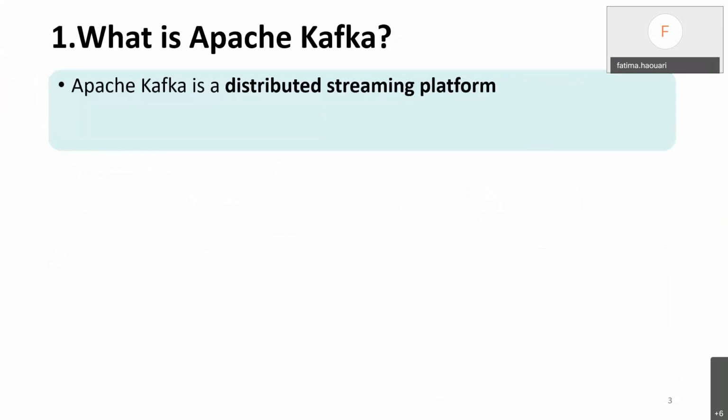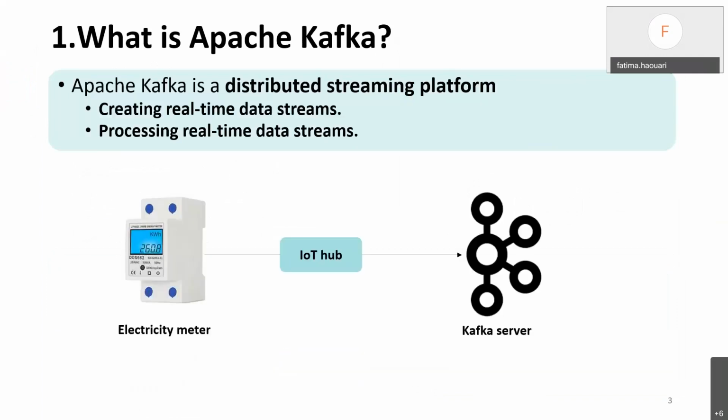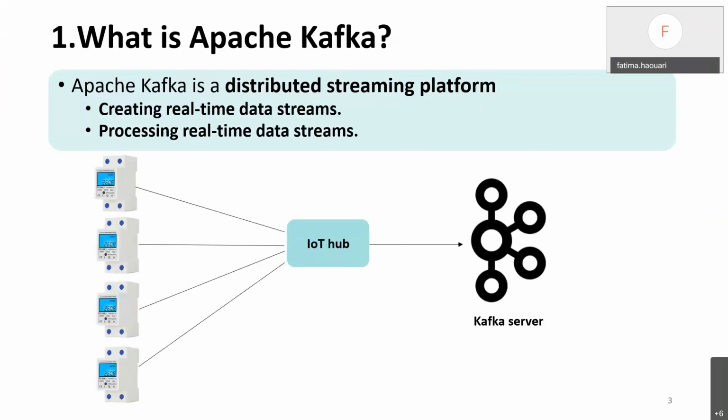So what is Apache Kafka? It's a distributed streaming platform that does two things. The first one is creating real-time data streams, and the second one is processing these real-time data streams. Assume that you have an electricity meter in your house, which is generating lots of data, and this data is going somehow to a Kafka server. Similarly, this Kafka server is receiving data from many electricity meters in all the houses in your city. Generating this data and sending it to the Kafka server is what we call creating real-time data streams.